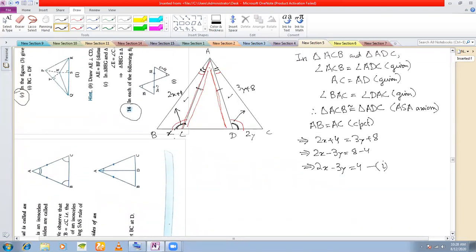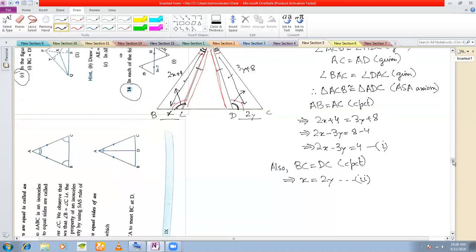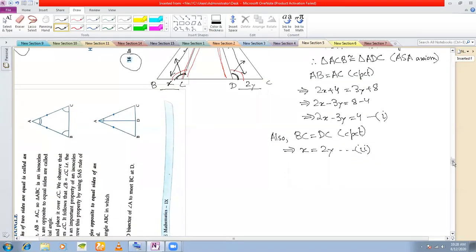Also, you are given that this side is x, this side is 2y. Also, you know that these two angles are equal. Opposite to this angle is this side. Opposite to this angle is this side. Therefore, BC must be equal to DC by CPCT. And BC is x, DC is 2y. Call this equation number 2. Now we proceed to solve 1 and 2 by simultaneous equations.